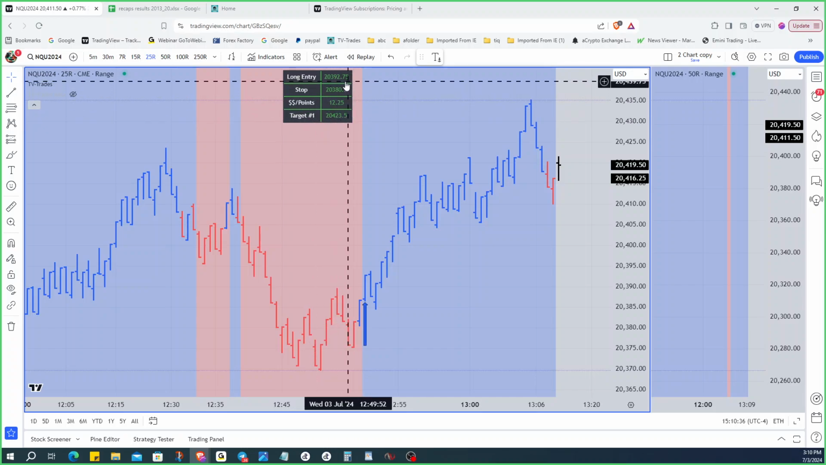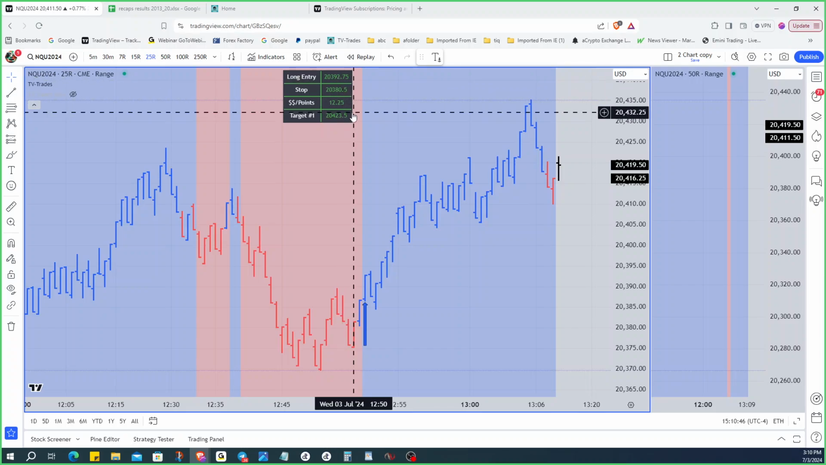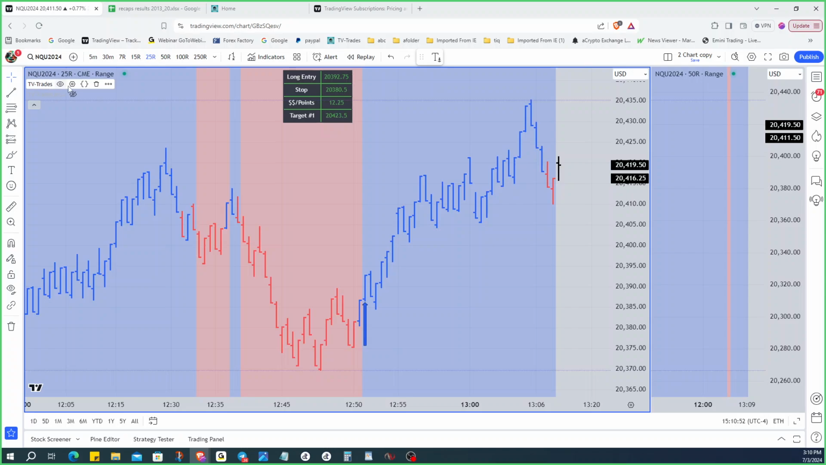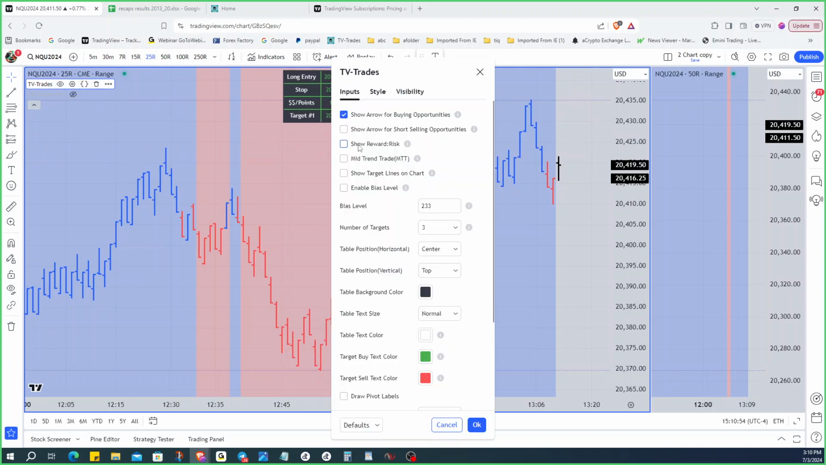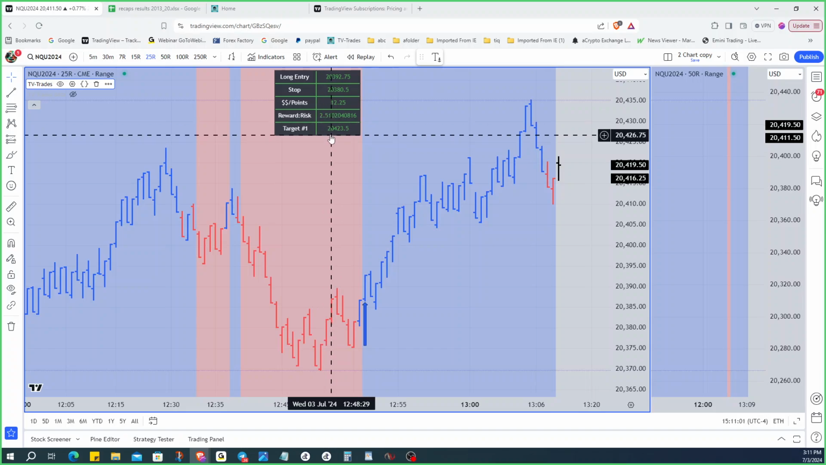So your entry point is here at 92. So you have a 30 point target, really, a 30 point target, 31 point target, and a 12 point risk. Pretty good stuff. If you want, you can throw the risk reward in here. Click on that, and it's going to do the math for you. And the risk reward is 2.5 to 1.